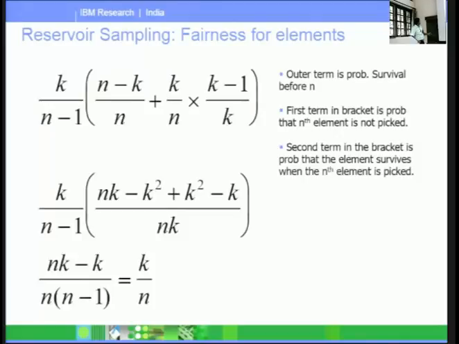So each one of these elements that are in your sample will remain in the sample with a probability k over n. This is the probability with which the ith element gets selected. And it will remain in the sample with a probability k minus 1 over k, otherwise it gets thrown out. And the kth one itself will come in with the probability k over n. So if you do the calculation, you will get that each element now actually has a probability k over n of getting picked.